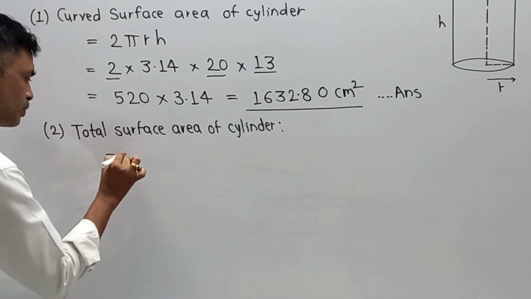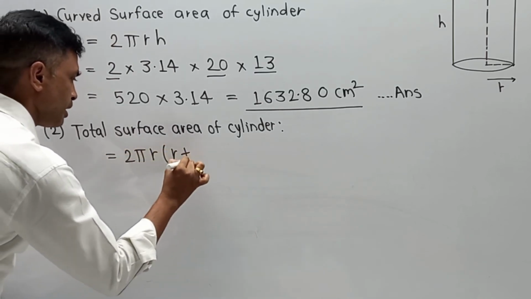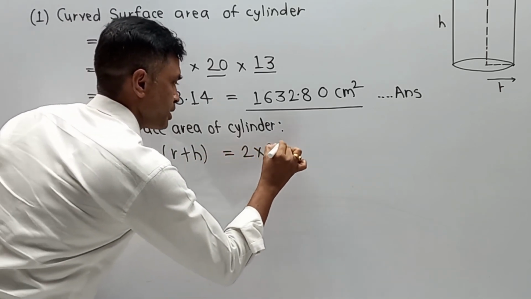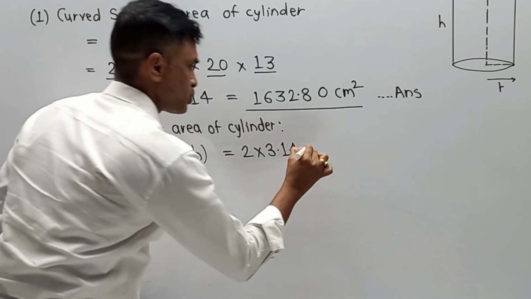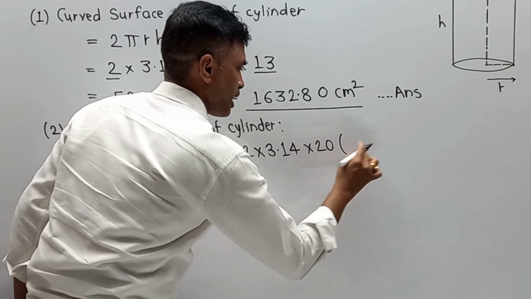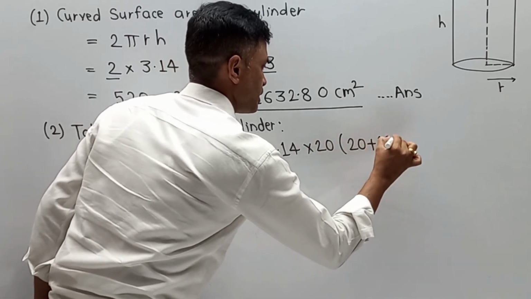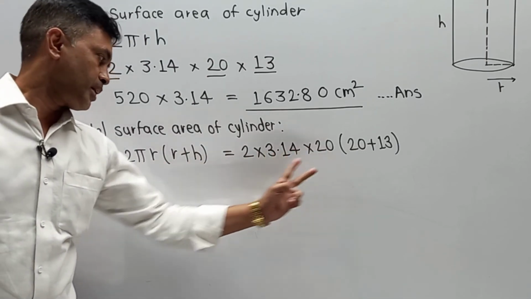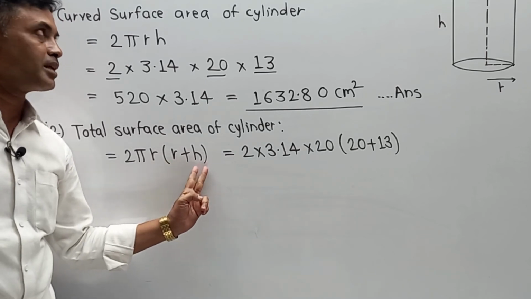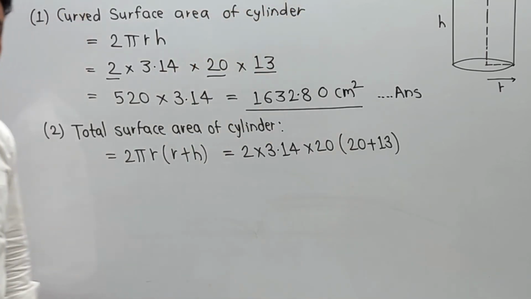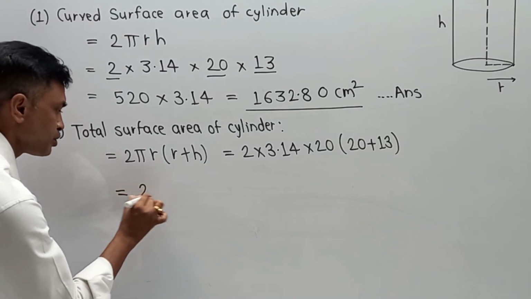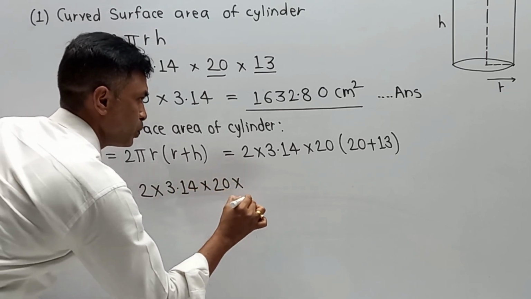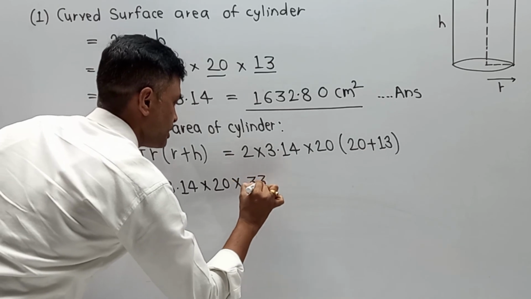Total surface area of cylinder is equal to 2 pi r into bracket r plus h. Simplification: 2 pi means 3.14, into r which is 20, into bracket r plus h, where r is 20 and h is 13. Now the next step of simplification. So 2 into 3.14 into 20 into 20 plus 13, that becomes 33.